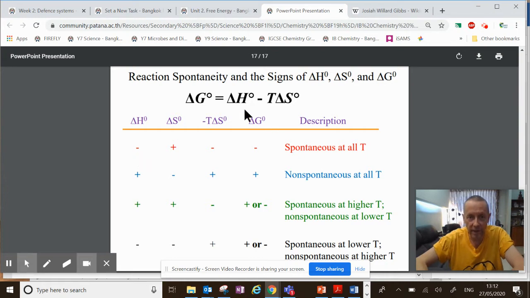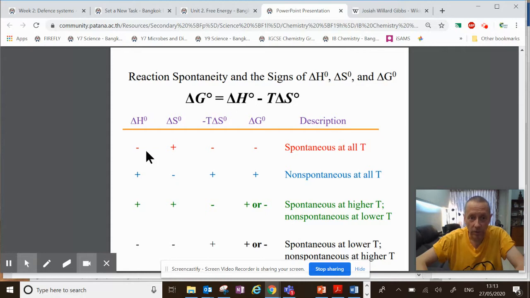So the first scenario is that delta H for the chemical reaction is negative. So we're talking about an exothermic chemical reaction whose entropy change is positive. And remember, that's also a favorable thing. Positive entropy change means increasing disorder, if you like. So not only is the reaction exothermic, but it's also one that's expanding. There's an increase in disorder.